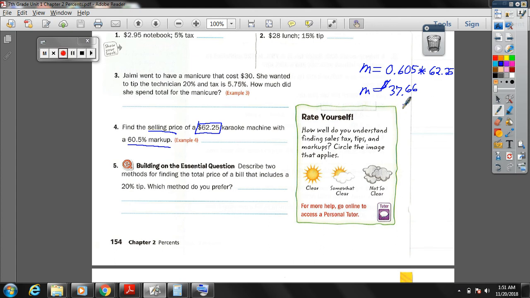So we take the markup, $37.66, and we're going to add it to the price that the store paid, which was $62.25. So we have to add these two amounts. When we do, we're going to find that we get the following. It's $990.91.